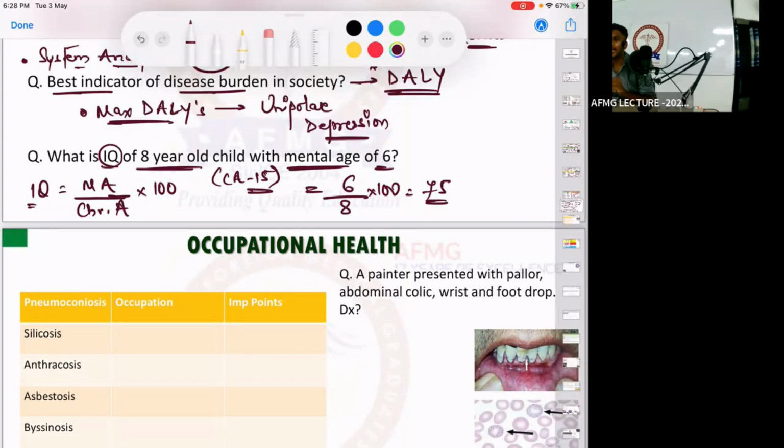The genetic cause is Fragile X syndrome, because Down syndrome is a chromosomal cause. Genetic would be Fragile X syndrome.